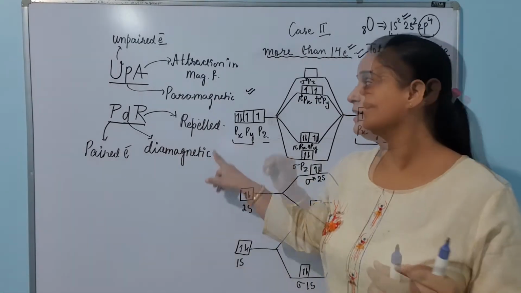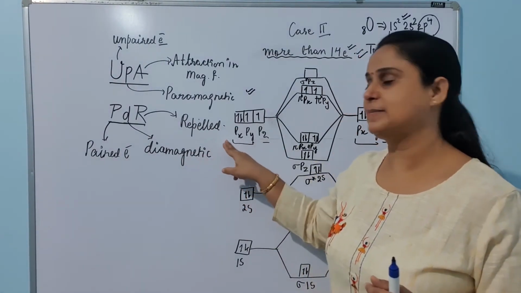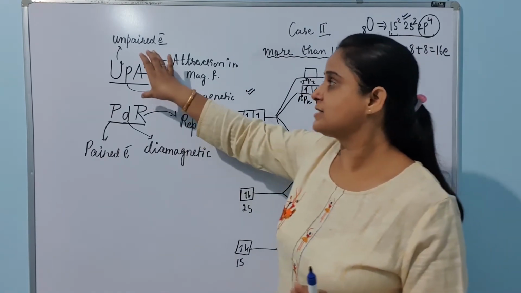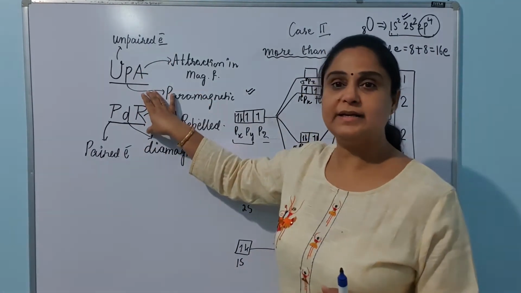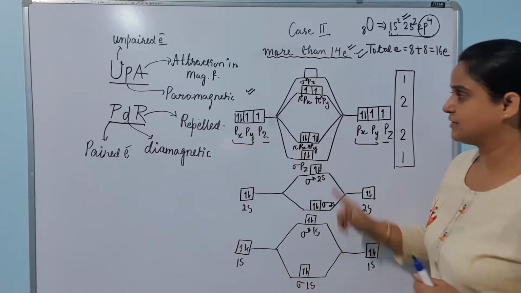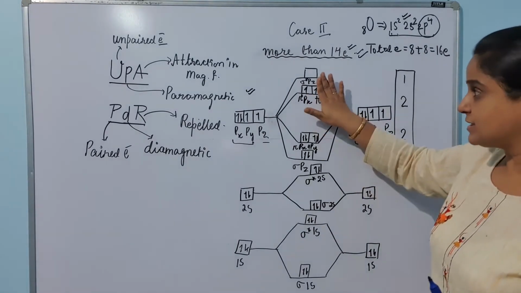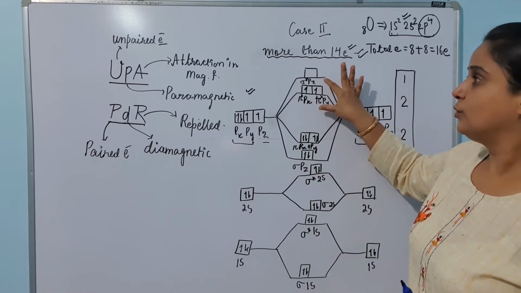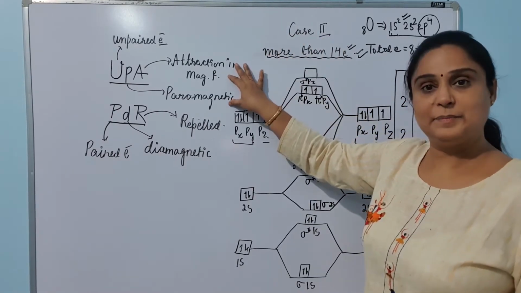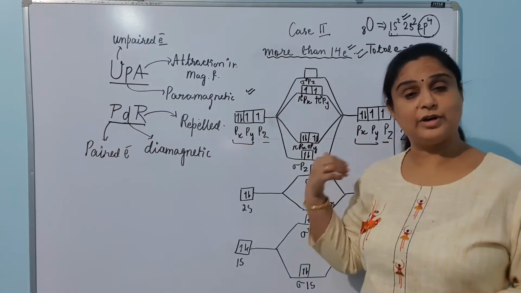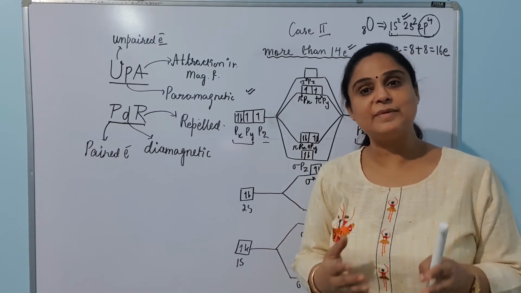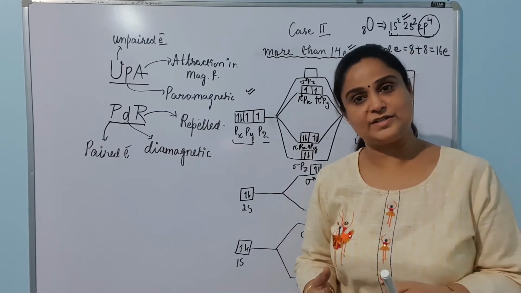And what does it mean? That means it will be repelled in the magnetic field. So the code is UPA and PDR. And you can now observe here that there are two unpaired electrons in the oxygen. Okay, so these unpaired electrons will make the oxygen paramagnetic. That is how this molecular orbital theory explains the paramagnetic behavior of the oxygen molecule.